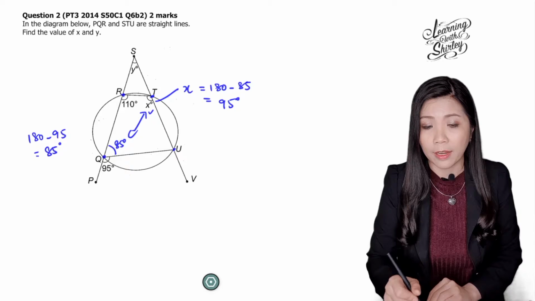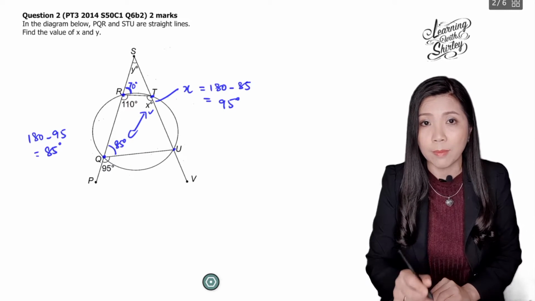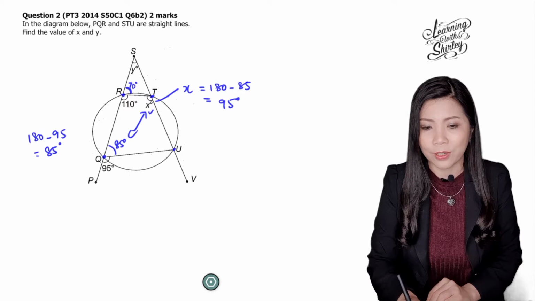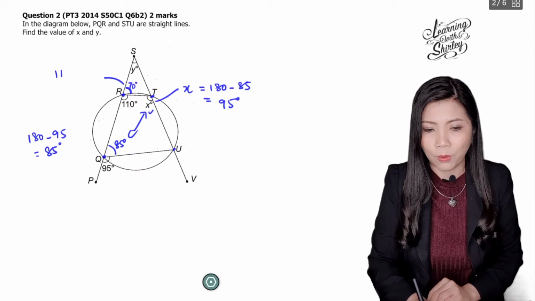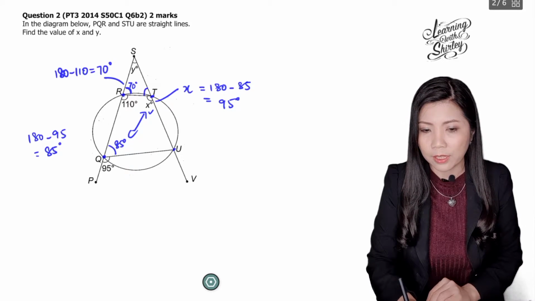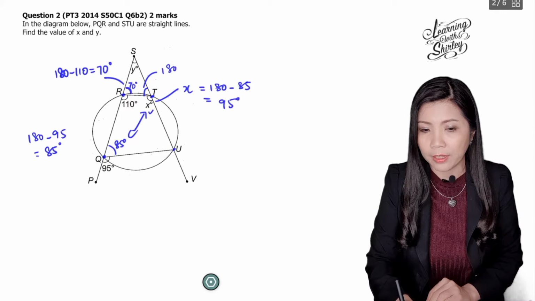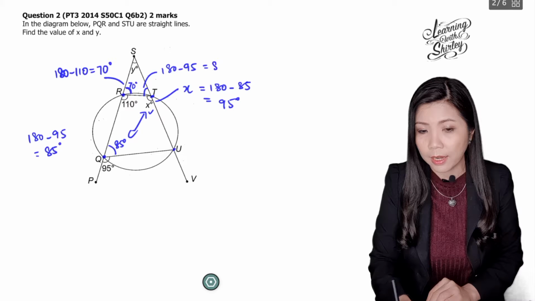Next we're going to find Y. To find Y, I need to know what this angle is. Adjacent to 110 is 70 degrees, because 180 minus 110 is 70 degrees. So I'm going to write here 180 minus 110, so we get 70 degrees. Next I'm going to find the angle adjacent to X, which is 95. Here I'm going to use 180 minus 95, which is 85.